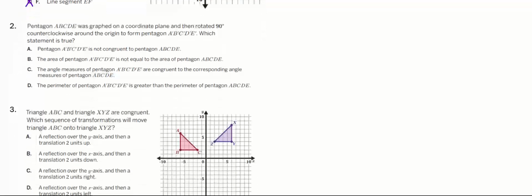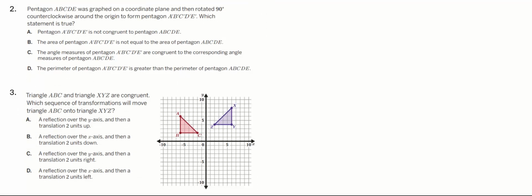All right, let's go to questions 2 and 3. So a pentagon ABCDE was graphed on a coordinate plane and then rotated 90 degrees counterclockwise around the origin to form pentagon A prime, B prime, C prime, D prime, E prime. Which statement is true? So the first thing I want to mention is this is our rigid transformation.